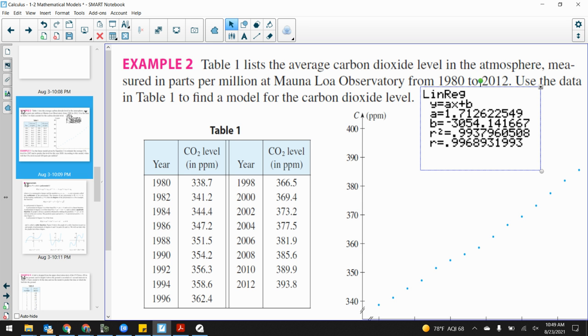So this process that we just did in our calculator for like 2 seconds when we hit stat calc 4 would have probably taken you about 10 to 15 minutes to do by hand. So appreciate the work that the calculator is doing for you.